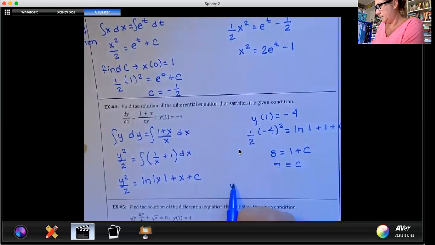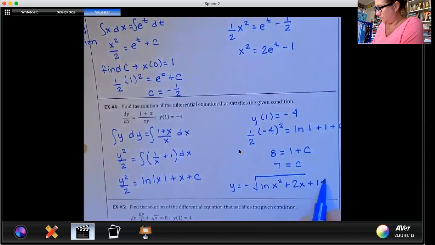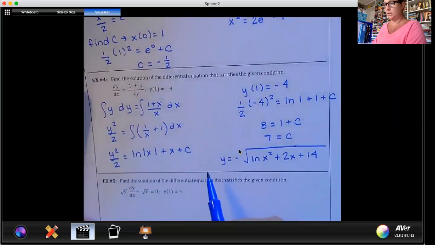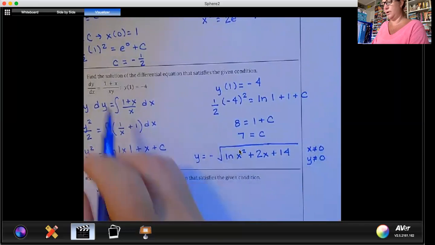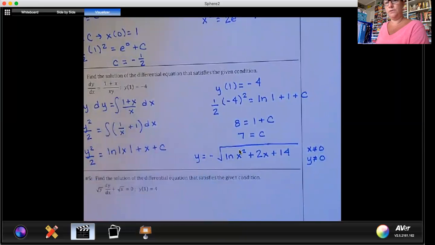So y equals -2 square root of ln x squared plus 2x plus 14. And multiply through by that 2 and take the square root. Now, x cannot equal 0 and y cannot equal 0. If you look at that original equation, you do need to make sure that that is specified. And you can do that as soon as you get the problem.